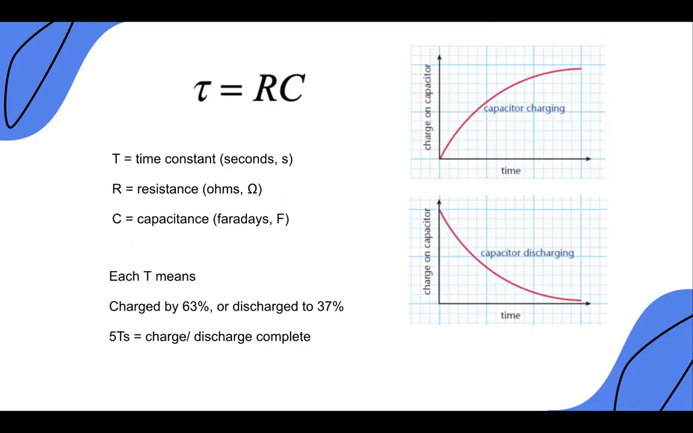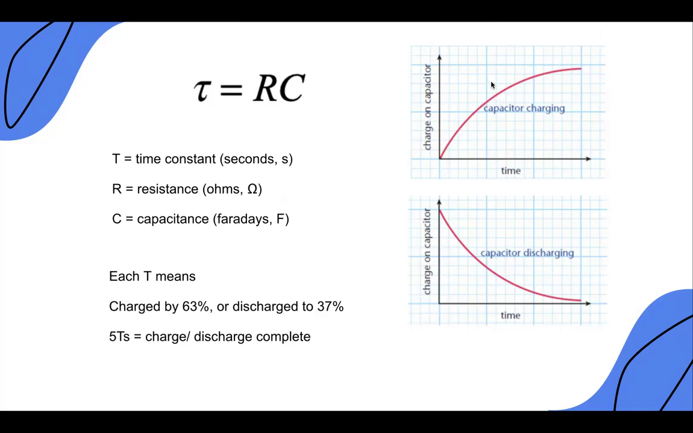Cool. So, in this formula, that funny little Greek character tau stands for the time constant. It describes the time constant in a circuit with a resistor and capacitor. Obviously, R is resistance measured in ohms and C is capacitance. Each tau, each time constant, means that the capacitor is charged by 63% to its maximum charge, or if it's discharging, it's discharged to 37% of its original charge.